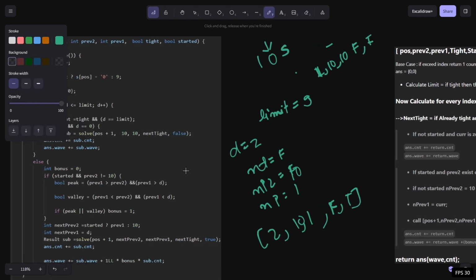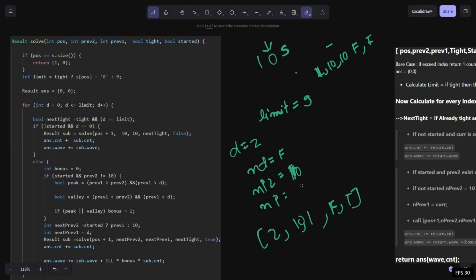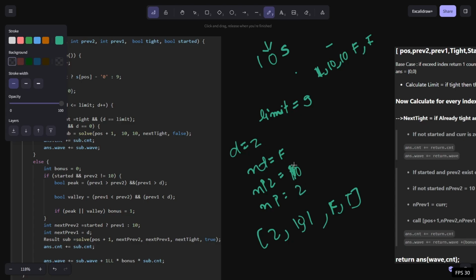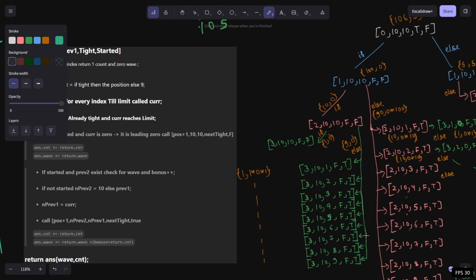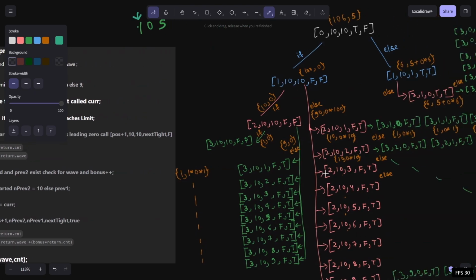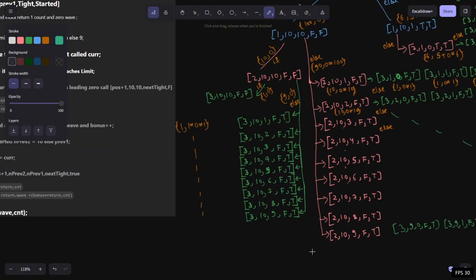For d equal to 2, we got started equal to false, so next previous two is going to remain 10, and previous one is going to become current, that is 2. Similarly for d equal to 3, 4, 5, all remain the same. So we have to call this many functions for all of them: 2 10 3 ft, 2 10 4 ft, 2 10 5 ft, till 2 10 9 ft, because 9 is the limit.